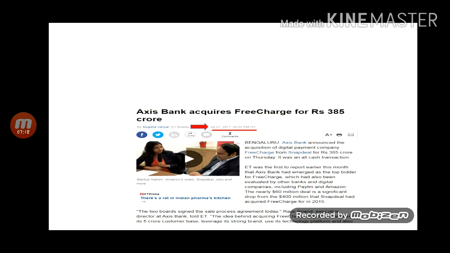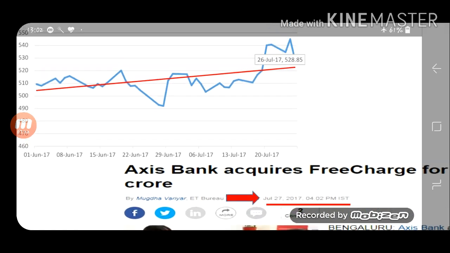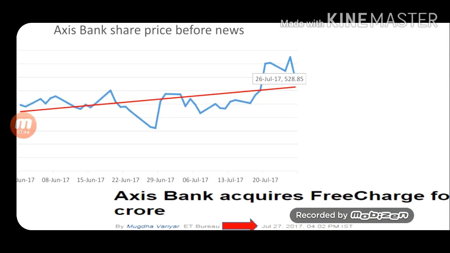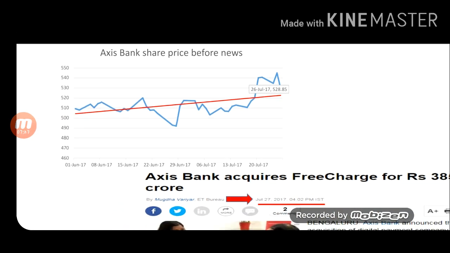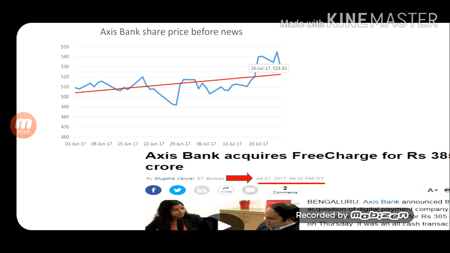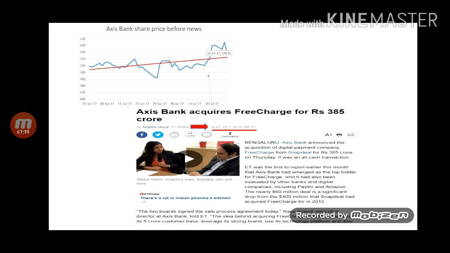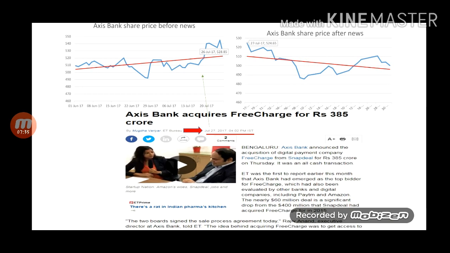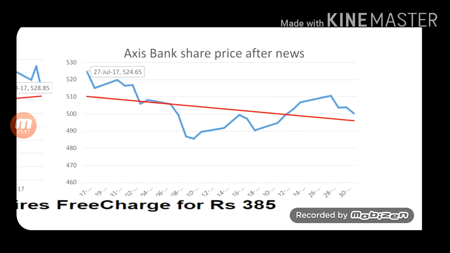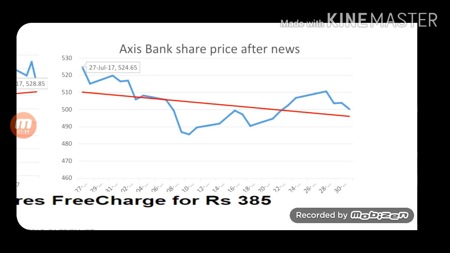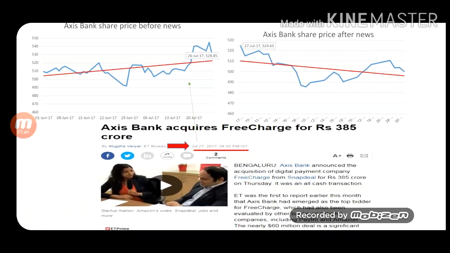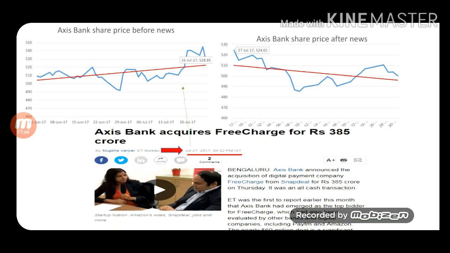So before this news came up, the share price of Axis Bank was increasing. You can see the date. Till 26th July, the share price had an increasing trend, and as soon as the news came on the 27th, you can see the share price of Axis Bank started moving down. Here, Axis Bank is the acquiring company and Free Recharge is the target company.